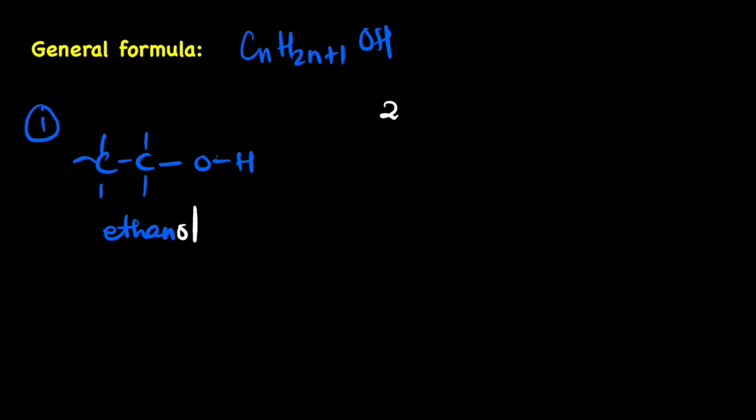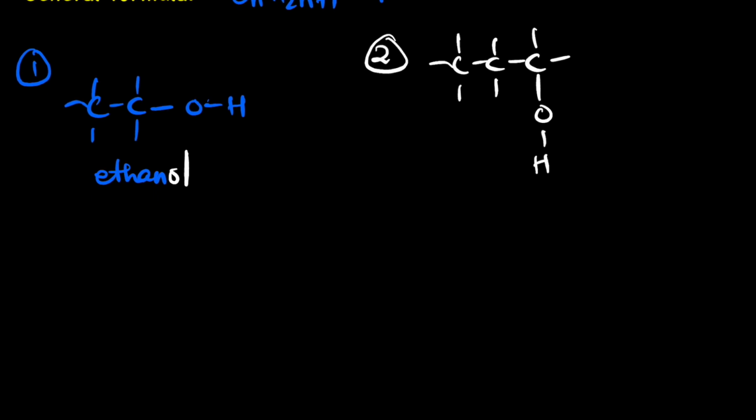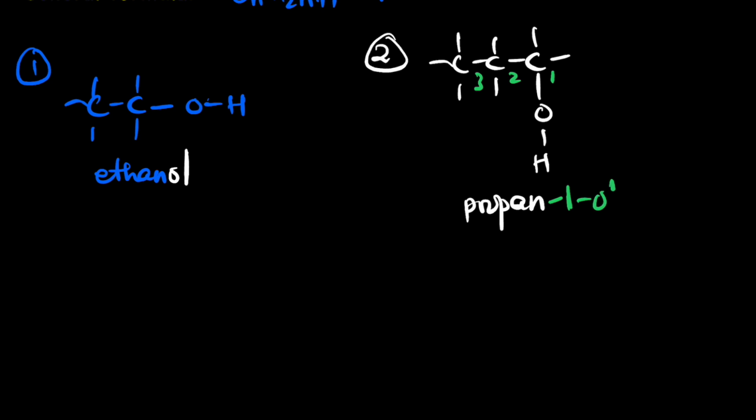Okay, let's do the second example. Let's say the OH is here in this case. Now you have 1, 2, 3 carbons, so that's propane. But you need to state the address of this OH, this hydroxyl group. It's in carbon 1. So you need to state that it's a propanol: propan-1-ol.